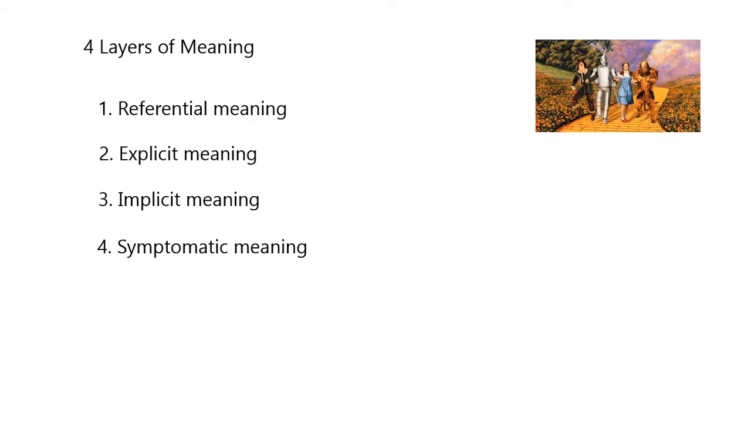So the 4 layers of meaning are the referential meaning, the explicit meaning, the implicit meaning, and the symptomatic meaning. You'll see there a picture from the movie The Wizard of Oz. I'm going to use The Wizard of Oz because that's how I learnt all this, so I'm going to use the same things for teaching you. It's also what Bordwell and Thompson use for explaining it in their book Film Art.